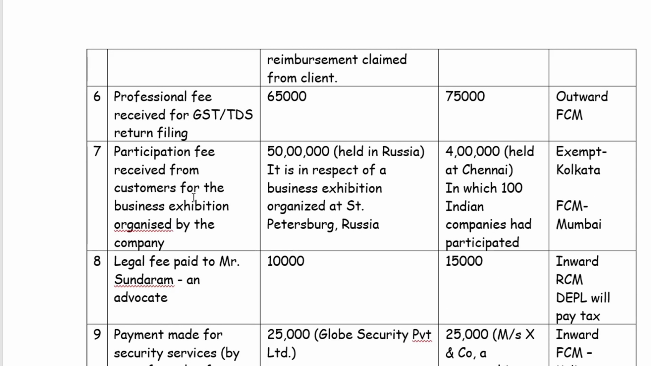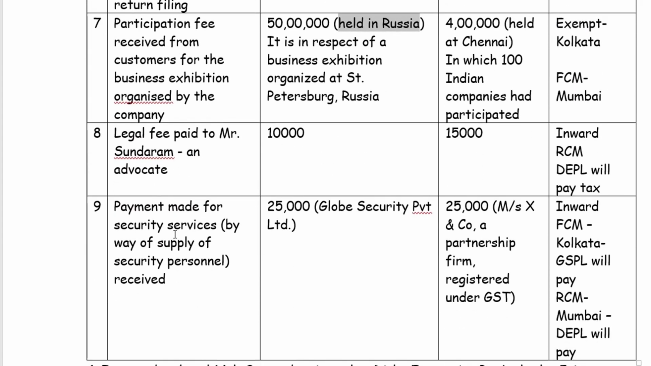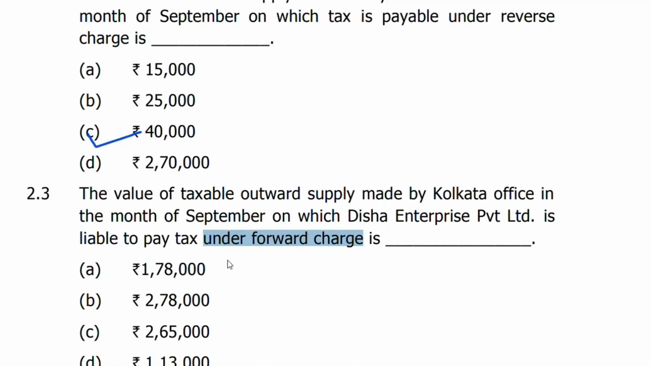Participation fees received from customer. It is organized and held outside India, that is in Russia. So it is exempt. So there is no concept of paying the tax here. And these two, that is legal fee and security service payment, are inward supply. So we will not consider them, because they have asked only outward supply.